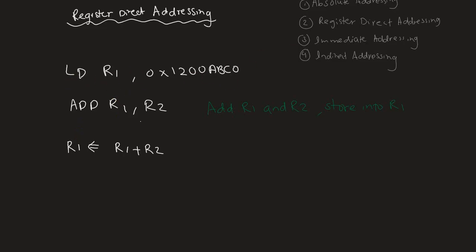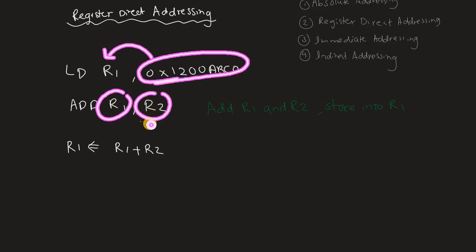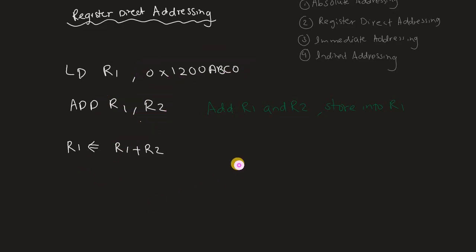And here, if you don't understand this statement, this basically means taking the address of this one, loading the address of this one into R1. Load the address of this into R1, adding these two and storing the result into R1. Okay, so this is basically the example of the register direct addressing.